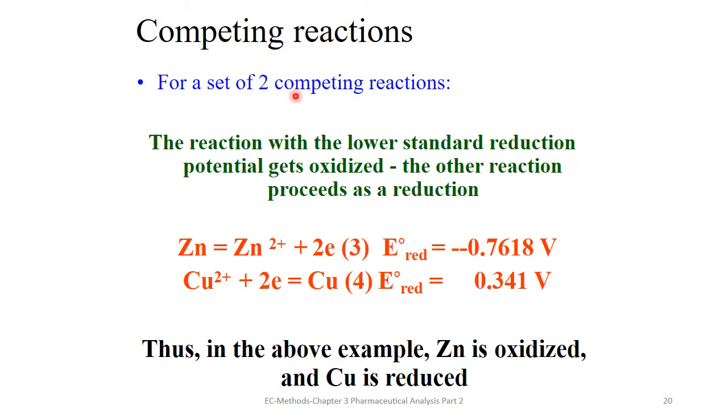Competing reactions. For a set of two competing reactions, the reaction with the lower standard reduction potential gets oxidized. The other reaction proceeds as a reduction reaction. Thus, in the above example of zinc and copper, zinc is getting oxidized and copper is getting reduced.